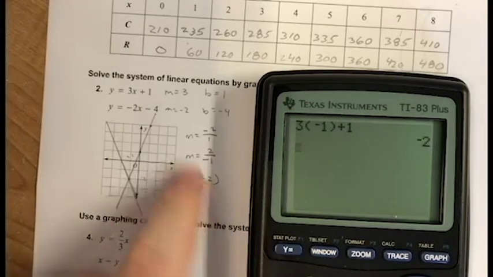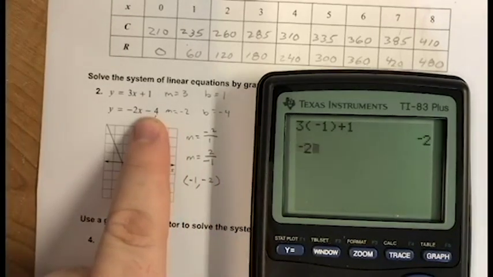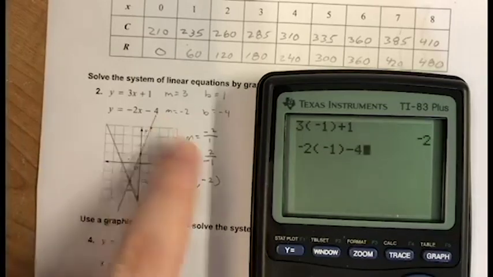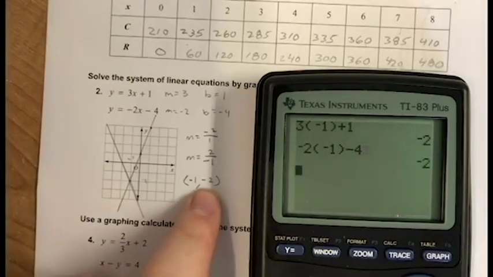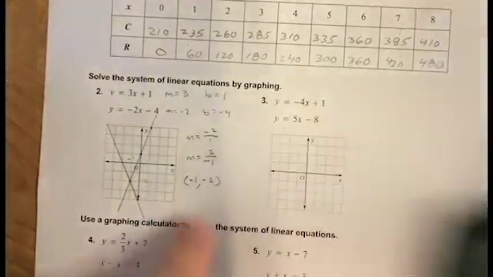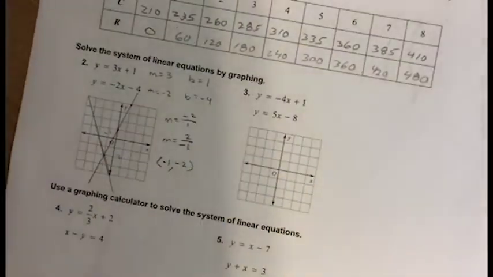So now let's do the same thing with the next equation. -2 times -1 minus 4. It should give me -2. Does it? Yes, it does. So this is indeed a solution. Let's do another one. All right.